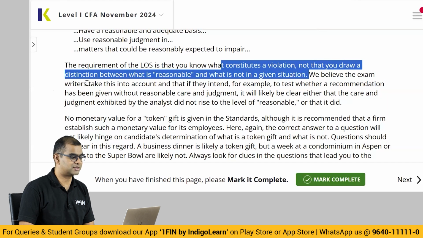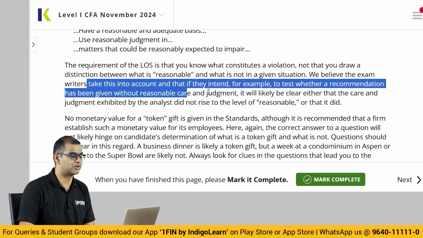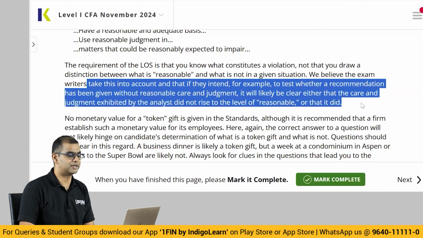We believe exam writers take this into account, and if they intend, for example, to test whether the recommendation has been given without reasonable care and judgment, it will be clear that the care and judgment exhibited by the analyst does not rise to the level of reasonable. So, they themselves will define what is reasonable, so you don't bother about it in the exam hall.